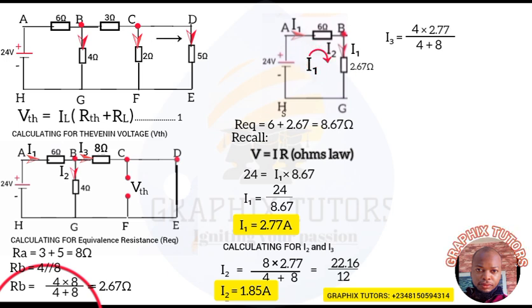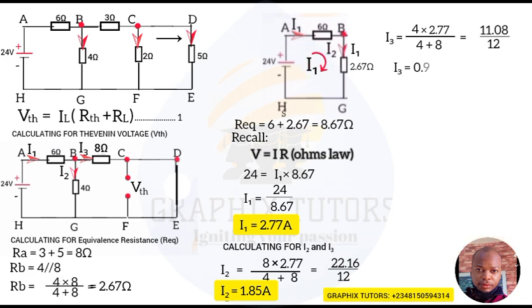2.77 ampere. So when you do that, we'll now be having 4 times 2.77 divided by 4 plus 8. And that will give us what? 11.08 divided by what? By 12. And our I3 will now give us 0.92 ampere. So we've gotten the value for I2, we've gotten the value for I3.